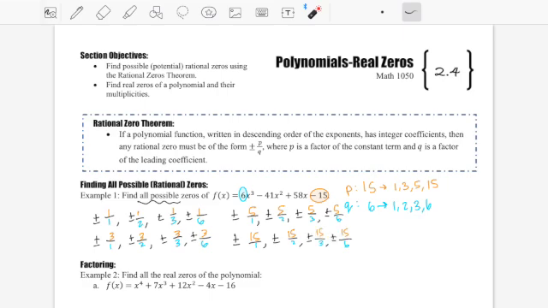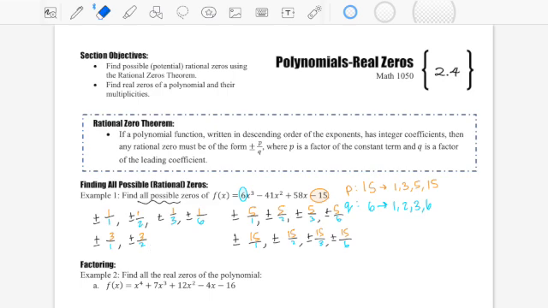It is important to note here that some of these reduce, and you do not need to list them more than once. I want you guys to recognize that 3 over 3 is the same thing as 1 over 1. It's just 1. You don't need to list that one again. 3 over 6 is the same as 1/2. We have also already listed that. We don't need it again.